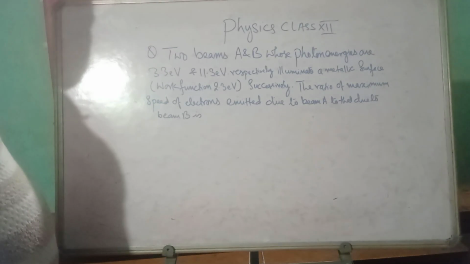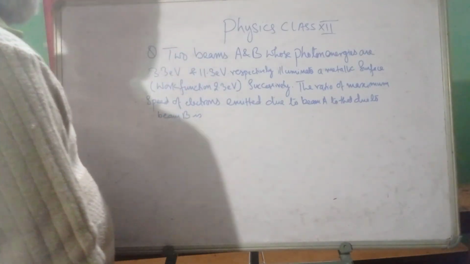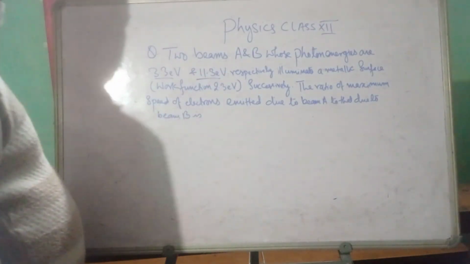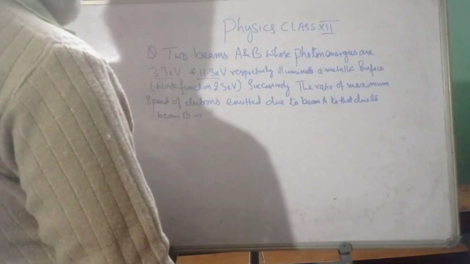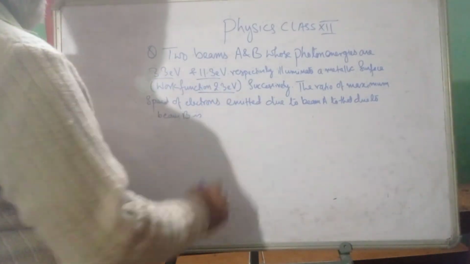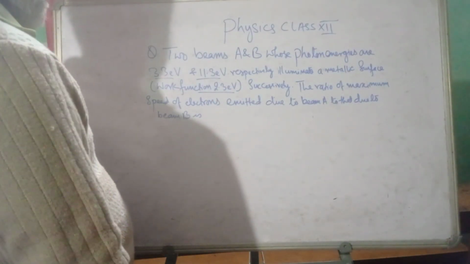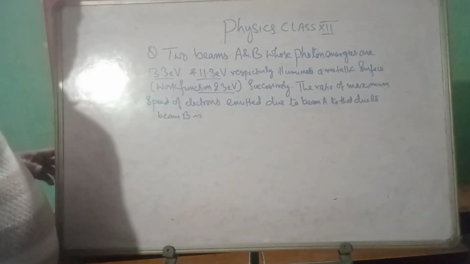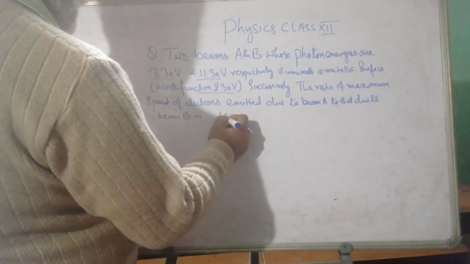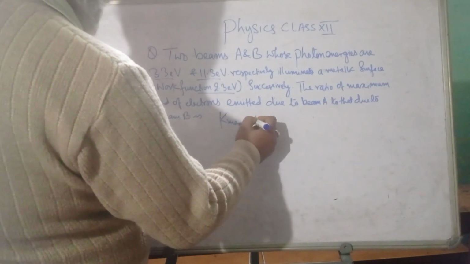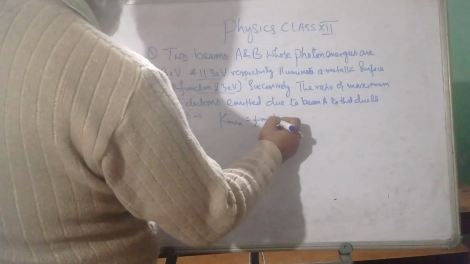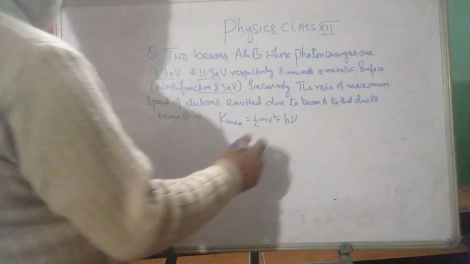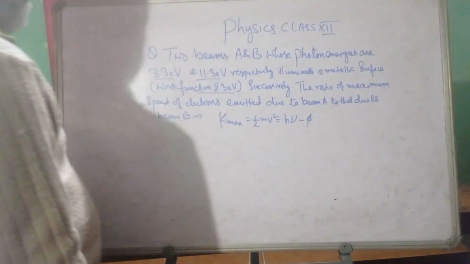This is physics for class 12. Two beams A and B, whose photon energies are this much and this much respectively, illuminate a metallic surface. The work function is given as phi. We have to find the ratio of the maximum speed of the electrons emitted due to beam A to that due to beam B. So you know that K max is equal to half mv square, which is equal to Planck's constant times the frequency of the incident radiation minus phi, that is the work function.